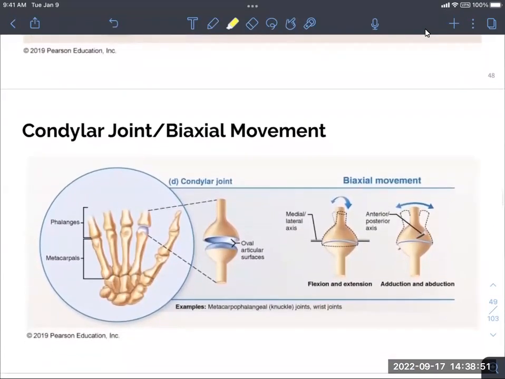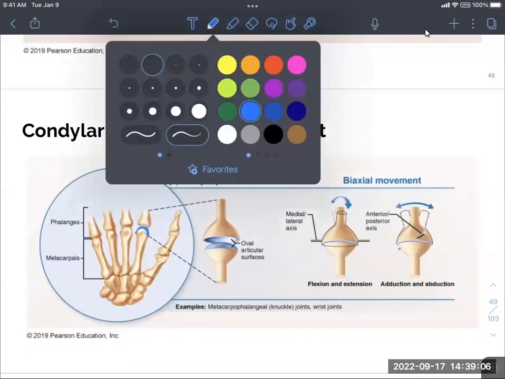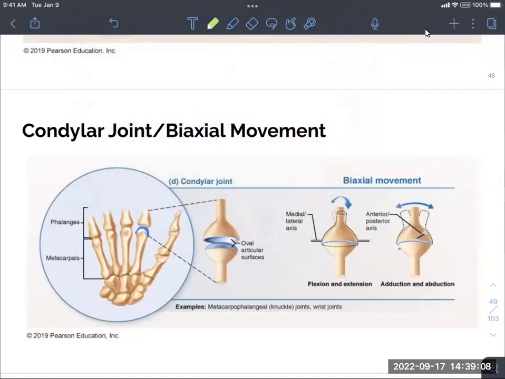Now in our metacarpophalangeal joints, we have condylar joints. As you can kind of see here, the first part is more rounded, while the other side has more of a divot in it for that joint to fit in there. Those are condylar joints. They're biaxial, so your fingers can move.